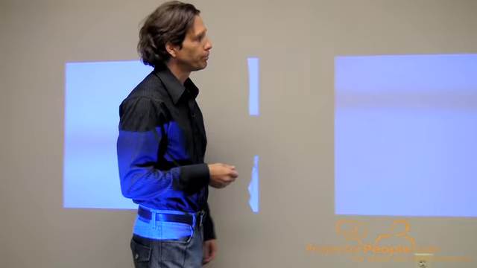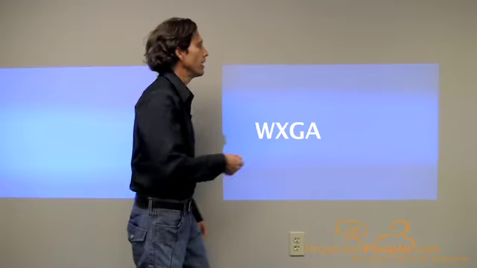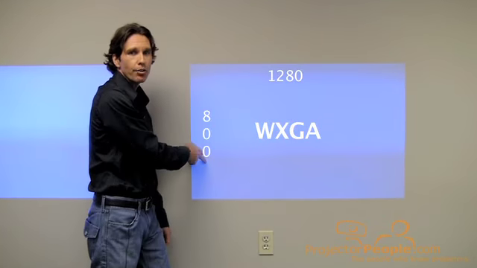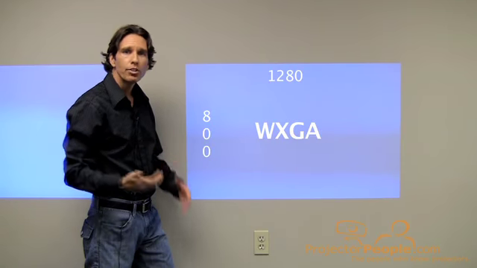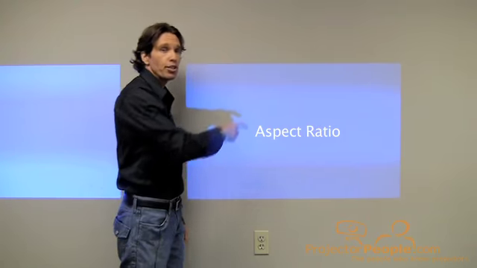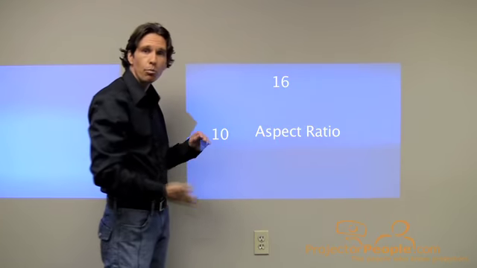Now, next is kind of a new kid on the block. It's WXGA. The resolution on WXGA is 1280 by 800. So it has more pixels than the XGA does. You can get a little more information on the screen. Great for spreadsheets and things like that where you've got a lot of information. You'll get a couple more rows on the image when you have a spreadsheet. Now the aspect ratio is 16:10, so a little more of a rectangle.